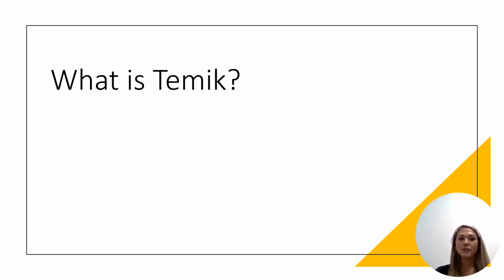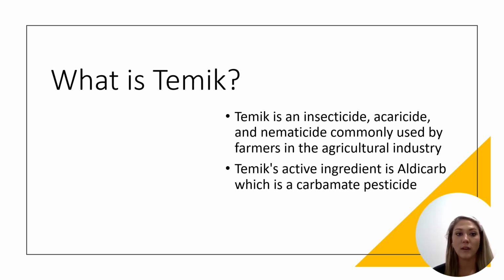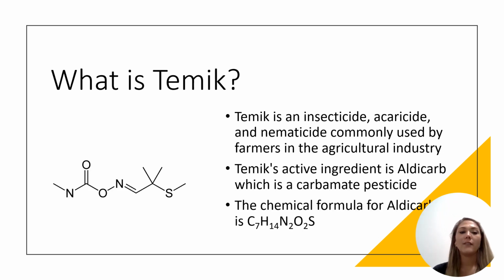So what actually is Timic? Well, for starters, Timic is an insecticide, an acaricide, and a nematicide commonly used by farmers in the agricultural industry. Timic's active ingredient is known as aldicarb, and it is a carbamate pesticide. The chemical formula for aldicarb is C7H14N2O2S, and a picture of its chemical structure can be seen in the left-hand corner.